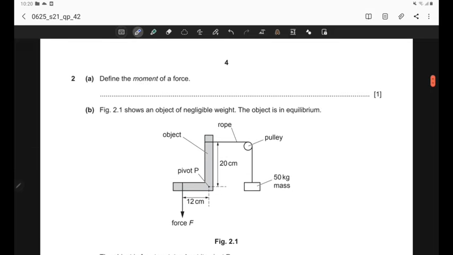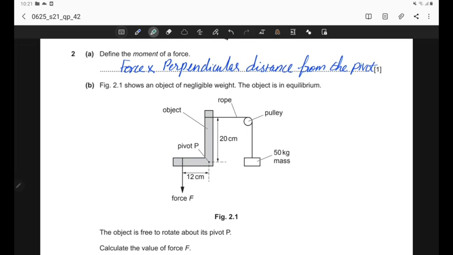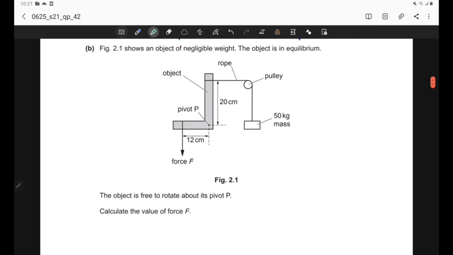Question number 2. Define the moment of a force. In order to define the moment of a force, we can write the equation of the moment of a force in words. So the moment is force times perpendicular distance from the pivot, where this perpendicular distance is very important. If you simply write force times distance, you will not get the mark.